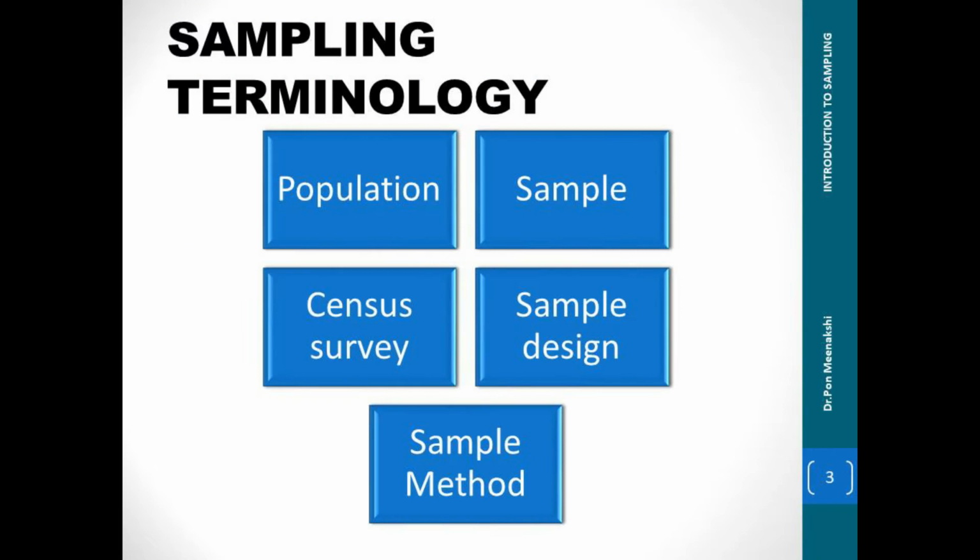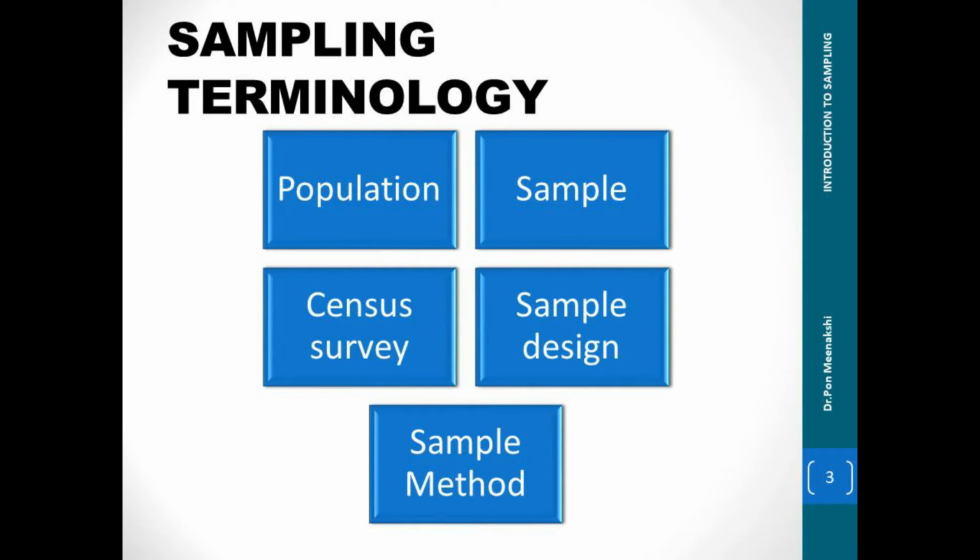Now we'll discuss sampling terminology. There are some terms that we use frequently. Population: all items under consideration in the universe is called the population. Sample: the respondents who are representative of the universe are called the sample.